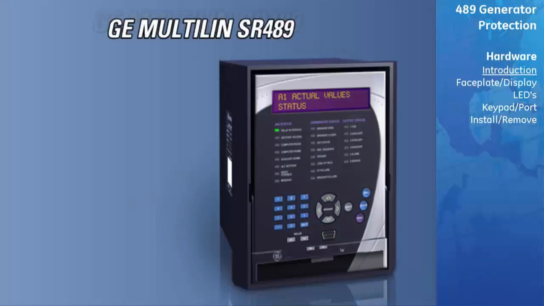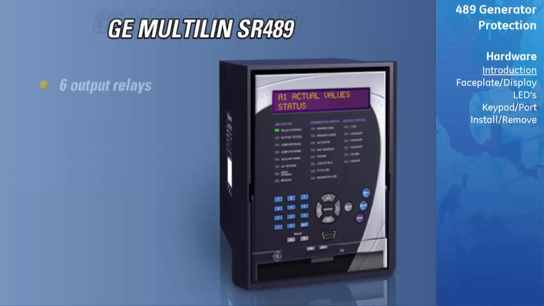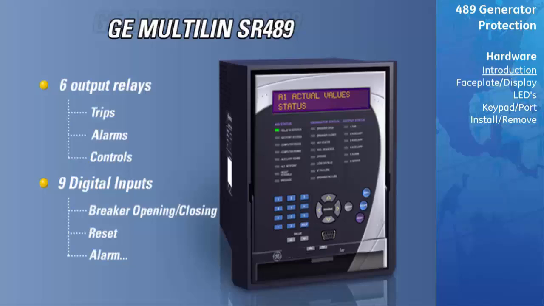The SR489 Generator Management Relay is a microprocessor-based relay designed for the protection and management of generators. It is equipped with 6 output relays for trips, alarms, and control. 9 digital inputs may be configured for different functions, such as remote opening and closing of the breaker, reset, or alarm with a programmable name, to name a few. 2 of the 9 inputs are dedicated for breaker status and set point access protection.